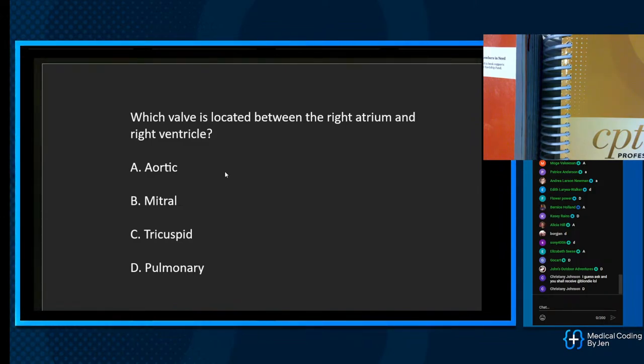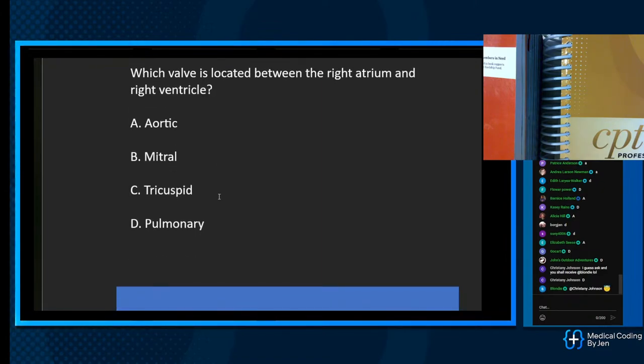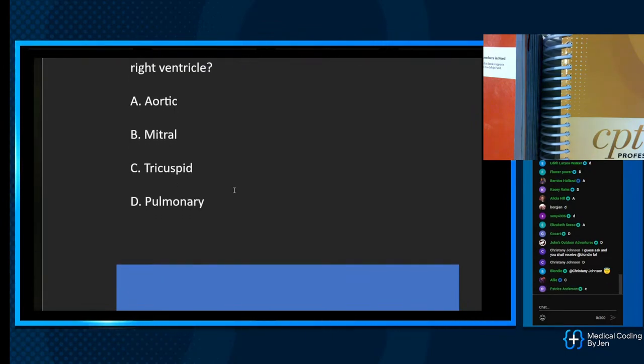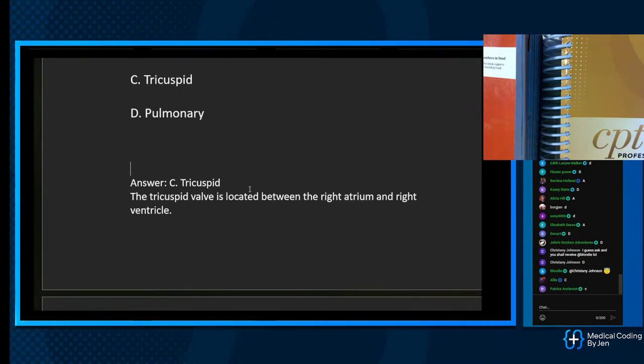Which valve is located between the right atrium and the right ventricle? And you still find that in your CPT book on that heart drawing. Tricuspid. Good job. C.